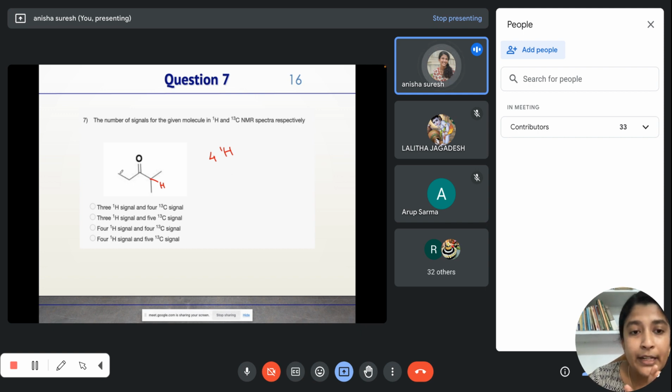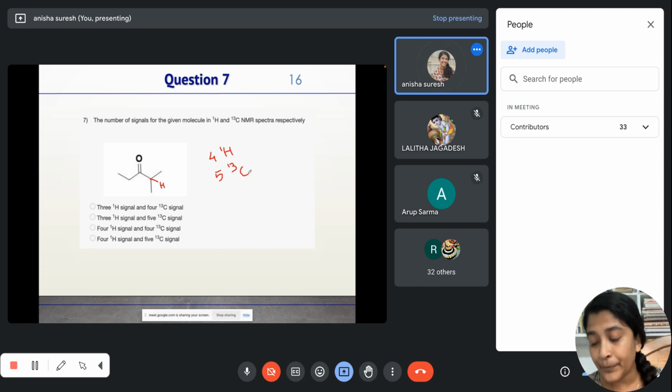This will be giving one carbon signal. This will be giving the second carbon signal. So here also a carbon is there. This will be giving the third carbon signal. This will be giving the fourth carbon signal. And these two CH3s, they are identical and they will be giving the fifth carbon signal. Is this clear? So there will be 4 proton signals and 5 13C signals. Any doubts?